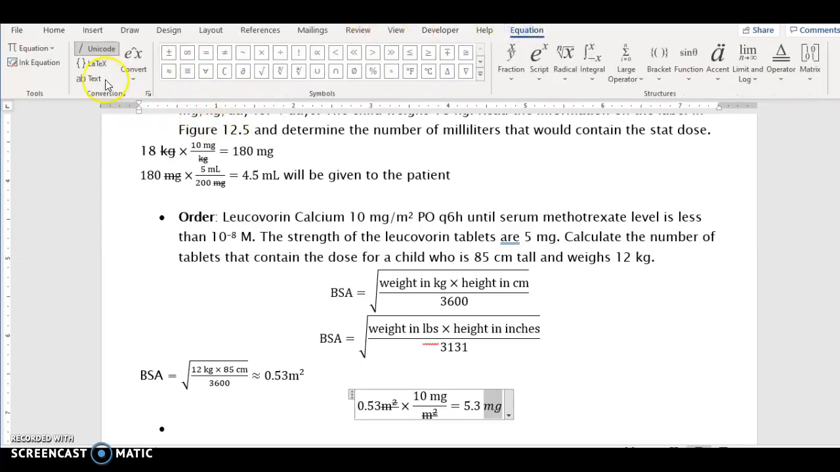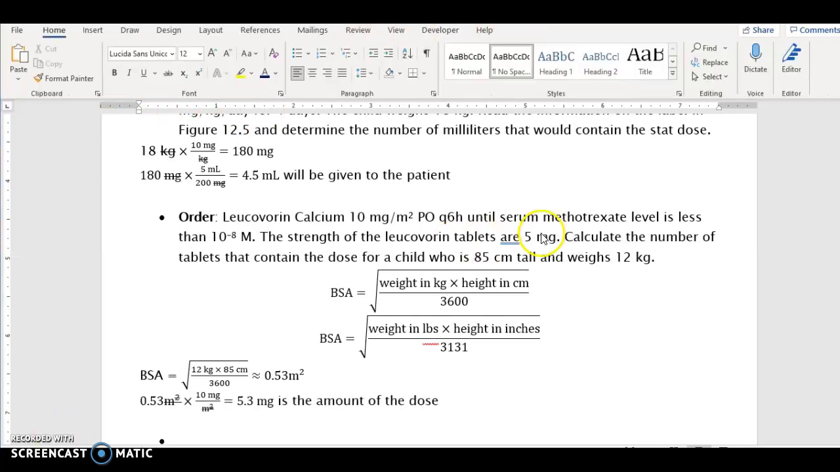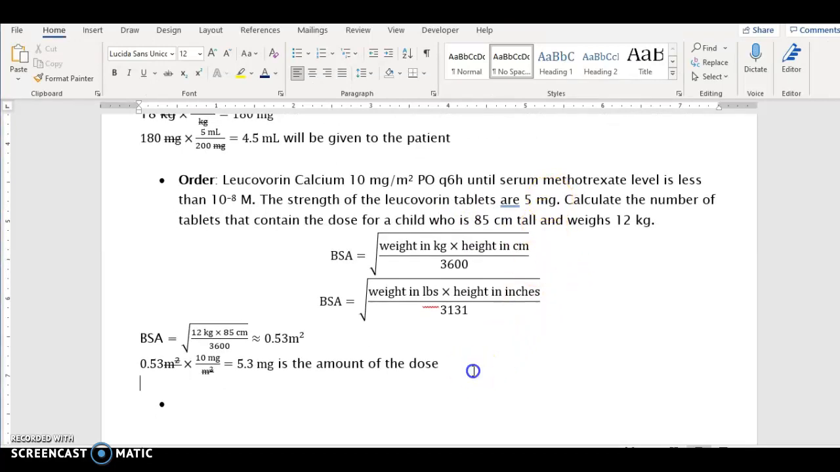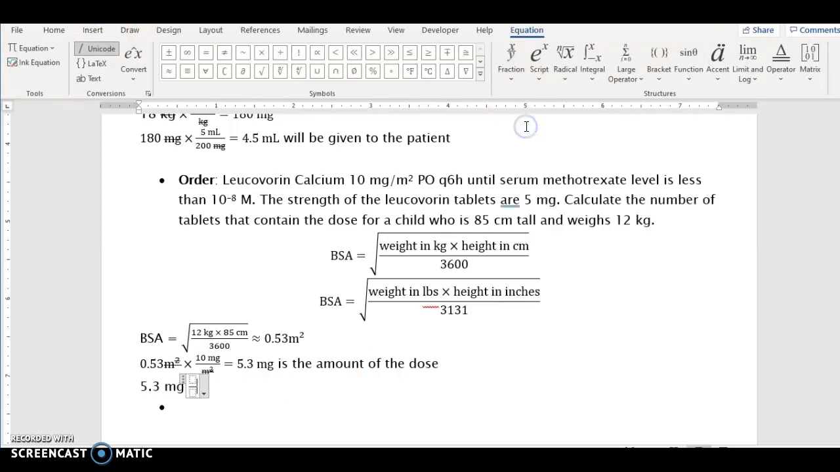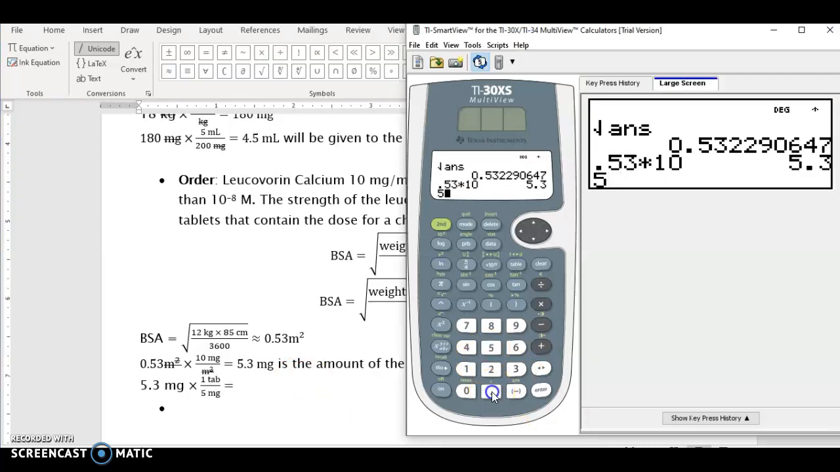So now we're going to figure out how many tablets to give to the patient. It says that the strength of each tablet is 5 milligrams, so one tablet is equal to 5 milligrams. We're going to take our 5.3 milligrams and multiply by 1 tab over 5 milligrams. Essentially we're going to divide the amount of the dose by 5 milligrams to figure out how many tablets. This should seem pretty straightforward. So 5.3 divided by 5 gives the number of tablets.